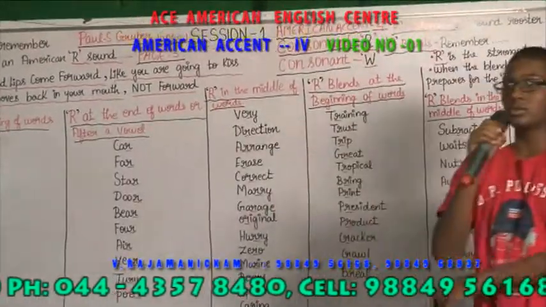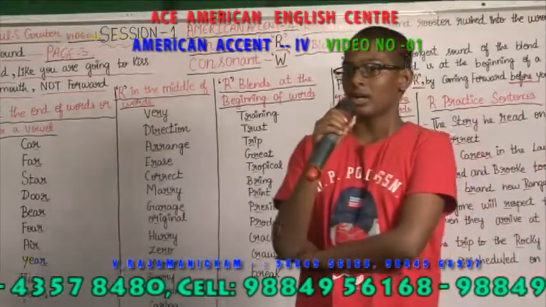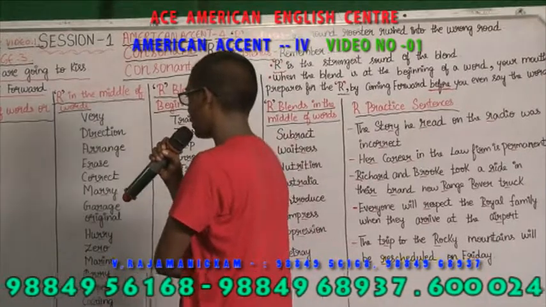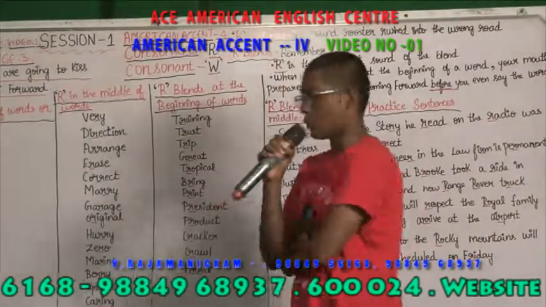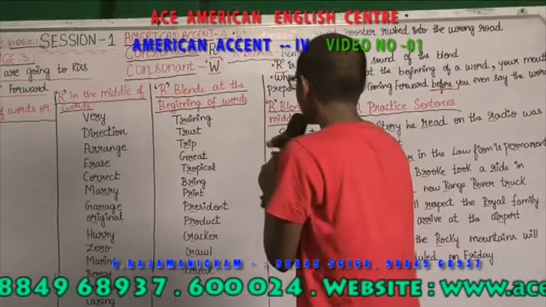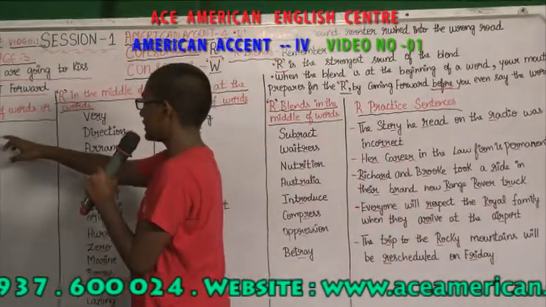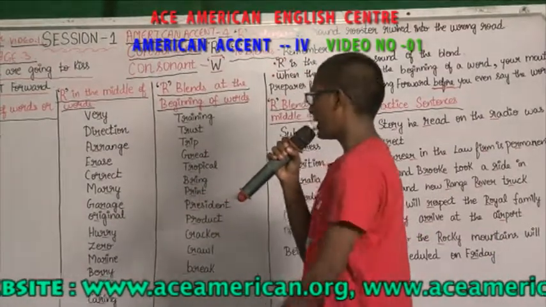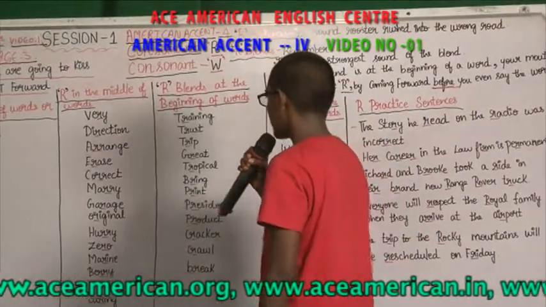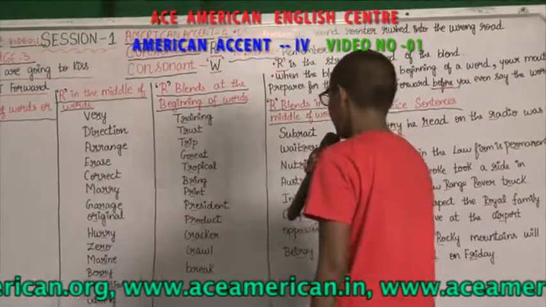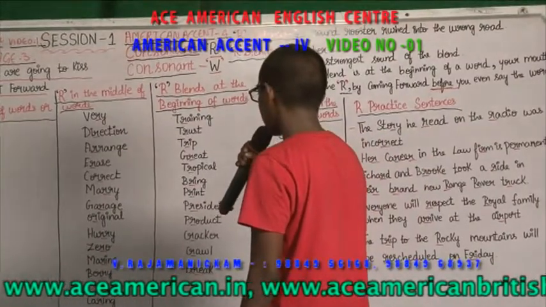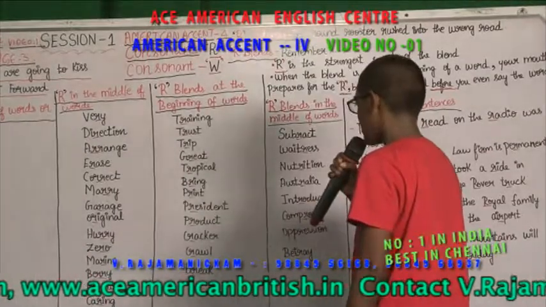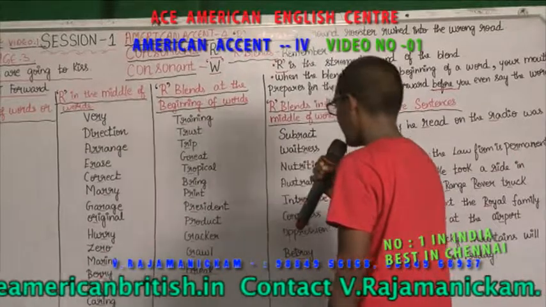Like we have to make the middle sound a little long, like car, far, short, door, beer, for, air, your, turn, and poor. These come under R at the end of the words, and the next is R in the middle of the words, like very, direction, arrange, erase, correct, marry, garage, original, array, zero, marine, bury, operation, carrying, arrive, everyone.